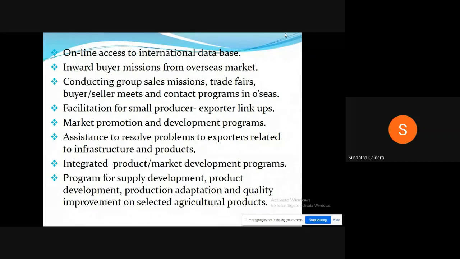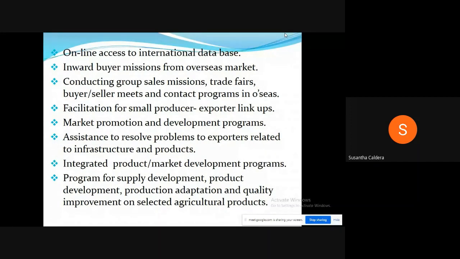Facilitation for small producers, exporters, link-ups, market promotions. You can get some idea. What other benefits you can derive from EDB? A lot.